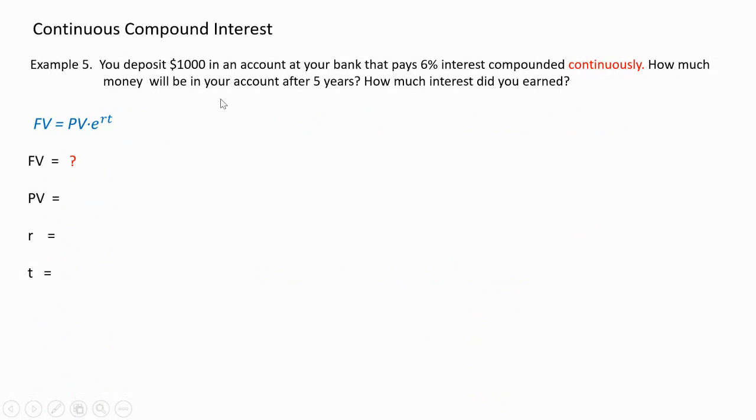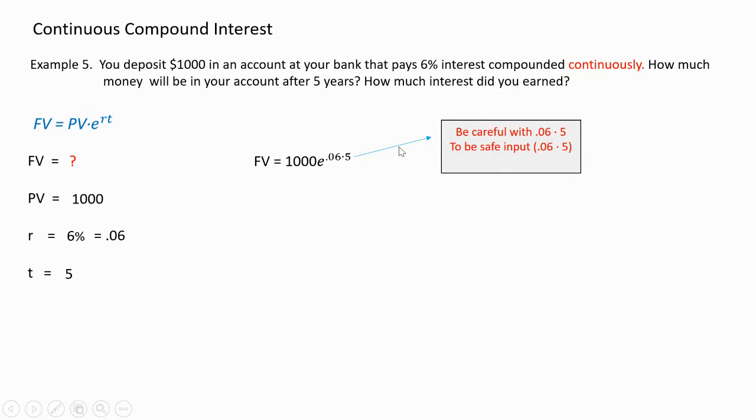So we're looking for the future value. So my present value will be 1,000. My interest rate will be 6%, which will be 0.06. My time will be 5 years. So let's plug everything in. Right, we can put it straight into the calculator.